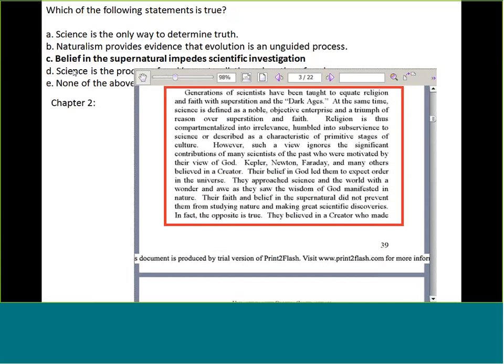The next one, belief in the supernatural impedes scientific investigation. A little bit later on in the chapter, Dr. DeWitt has a whole paragraph talking about great discoveries and significant contributions that have been made by people who were creationists and that believed in a creator. And so this suggests that belief in the supernatural does not impede scientific investigation, that believing in supernatural events does not hinder our ability to do science.